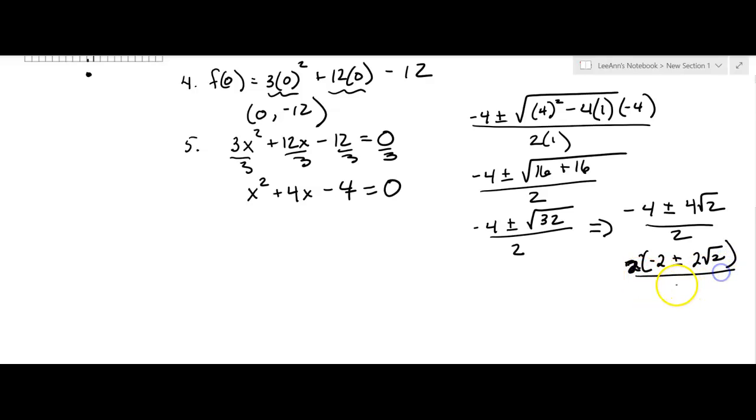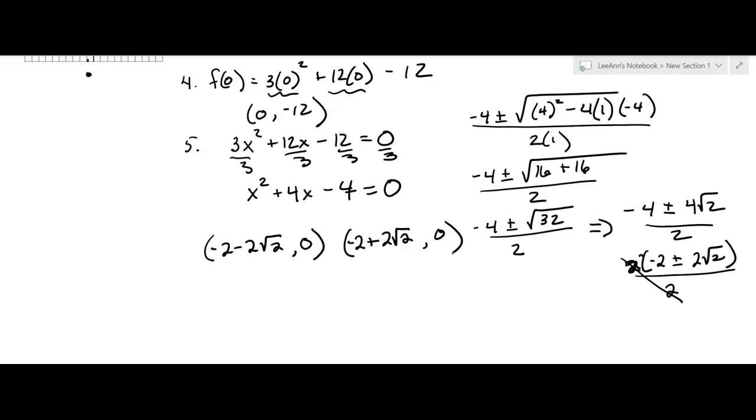You might be saying, why didn't you factor out a 4? I was going to cancel those 2's. You could have factored out a 4. Okay, so this is what I get. I get one x-intercept at negative 2 minus 2 times the square root of 2, 0. That's going to be one x-intercept. And then the other x-intercept is going to be negative 2 plus 2 times the square root of 2, comma 0. Now, at this point, you should be saying, how are you going to graph that?